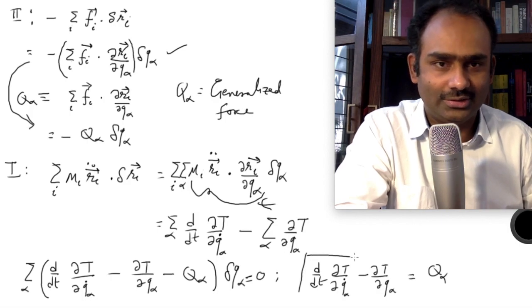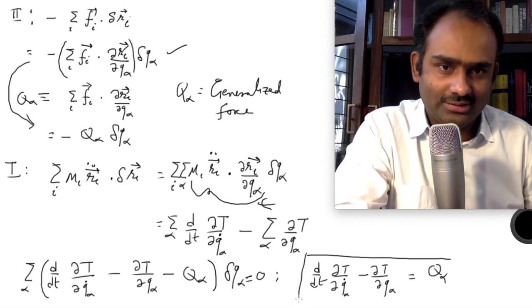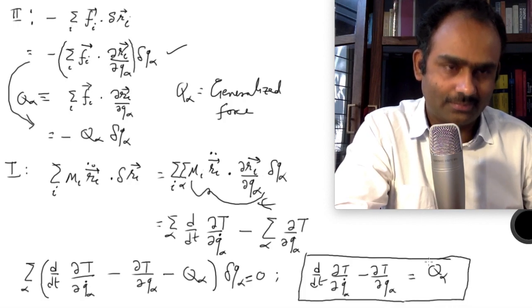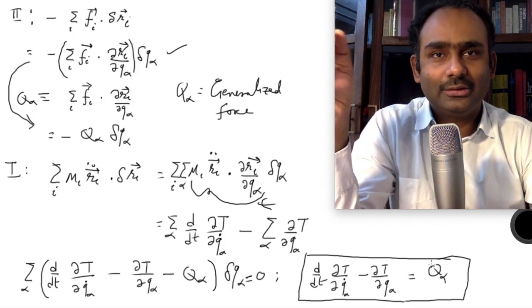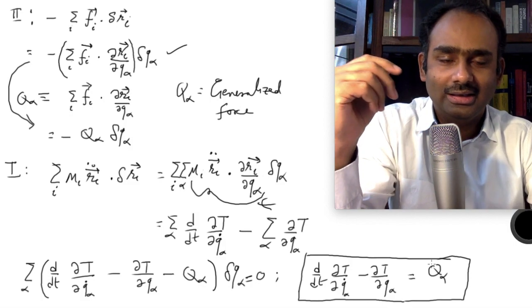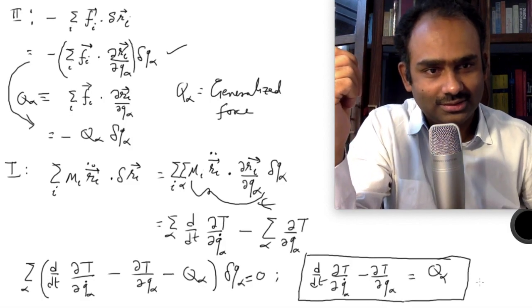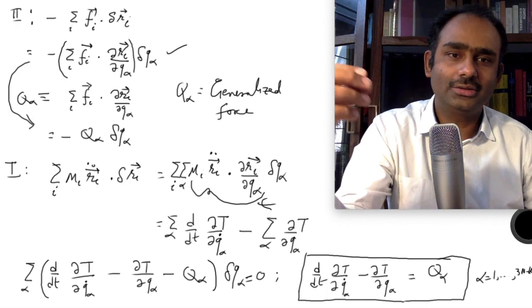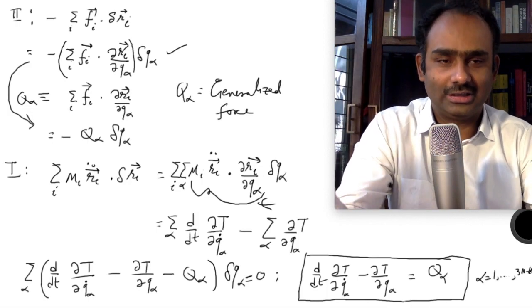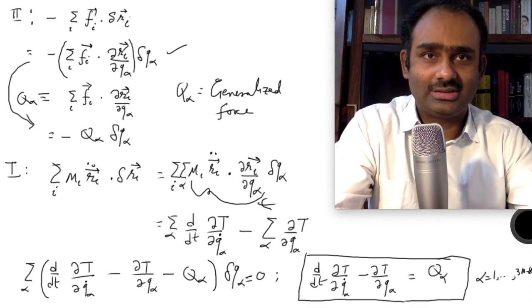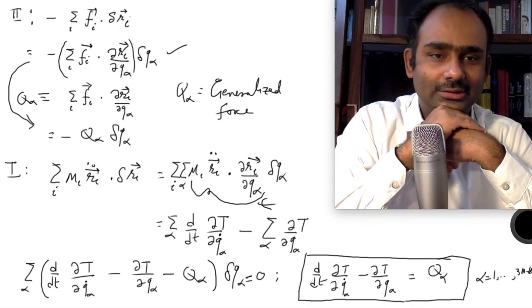This is nice. This is very nice. This is nice for several reasons. This is the equation of motion that the system has to satisfy. Each coordinate q alpha will evolve according to this set of differential equations. They are not necessarily uncoupled, they are all coupled equations, but that's what you have.